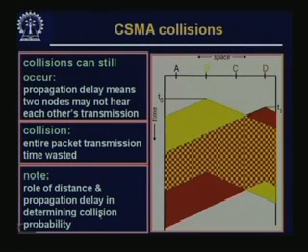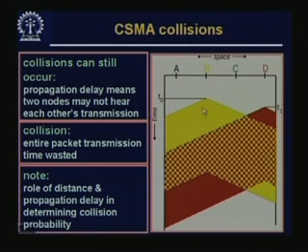Now, even if you are doing that, collisions can still occur, and they occur mainly because of the propagation delay. Propagation delay means two nodes may not hear each other's transmission. And of course, as before, if there is a collision, the entire packet transmission time is wasted. Naturally, the distance and propagation delay have a strong role to play in the collision probability.